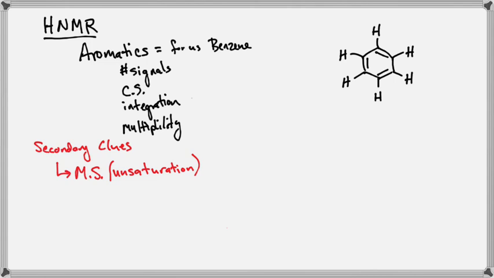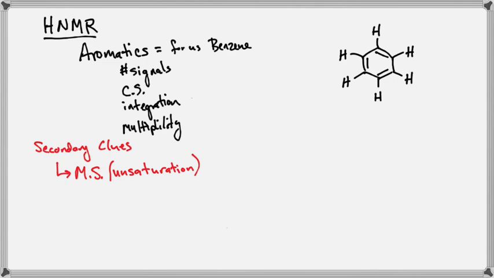If we're going to look at HNMR, and again, we can lean out to carbon NMR a little bit, we're looking for our number of signals, our chemical shift, our integration, and our multiplicity. The primary question that we're going to address here is dealing with our HNMR. But before we get into the HNMR, someone brought up a question about secondary clues that you have an aromatic ring versus looking at the HNMR.